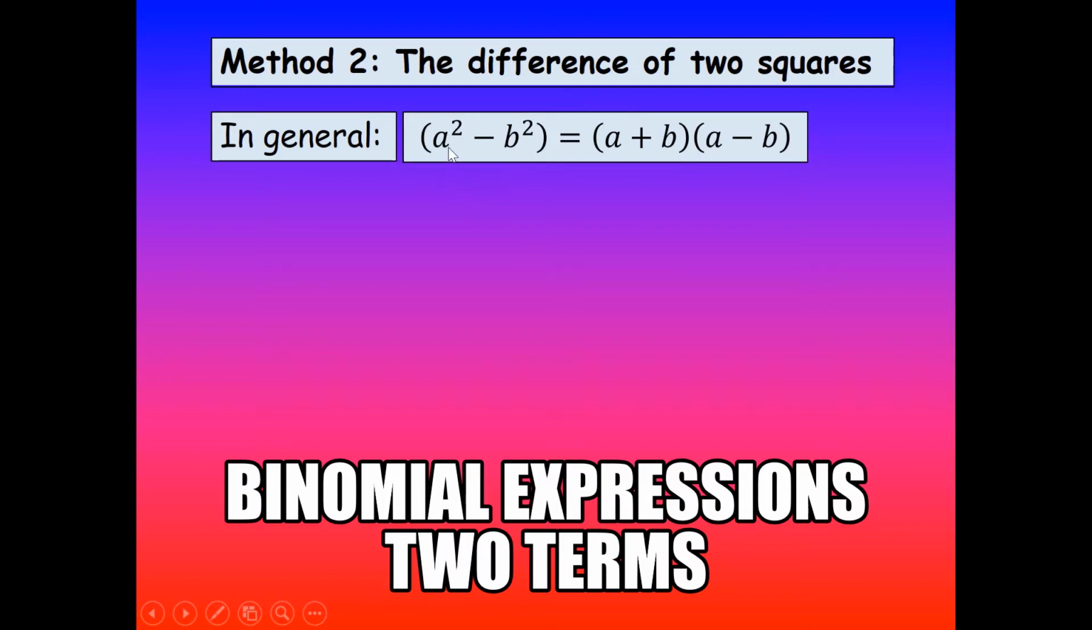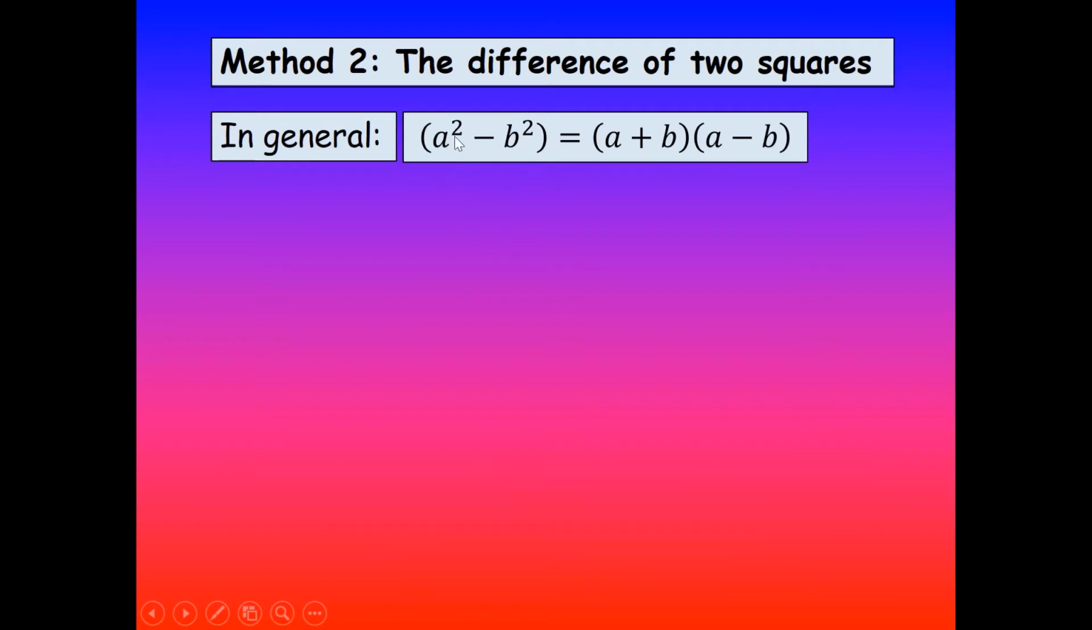So if it's a binomial expression with a minus in between, then highly likely you're given difference of two squares, and what you need to do is just see if you can rewrite the variables and numbers in a square form, and then you can use a plus b into a minus b to factor those out.